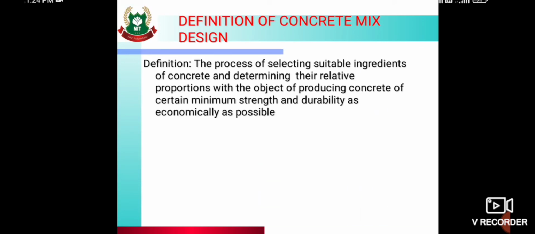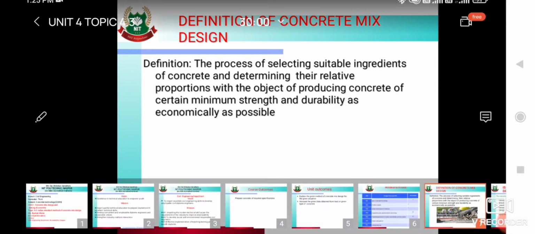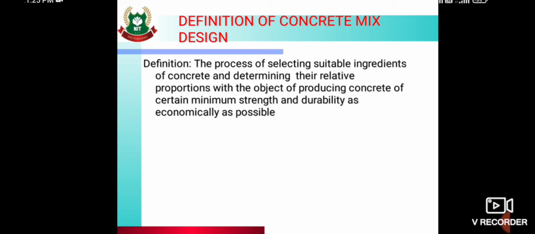Definition of concrete mix design. In every subtopic we have to see the definition, so accordingly we can easily learn how to make the concrete mix design. The definition: the process of selecting suitable ingredients of concrete and determining their relative proportions with the object of producing concrete of certain minimum strength and durability as economically as possible.